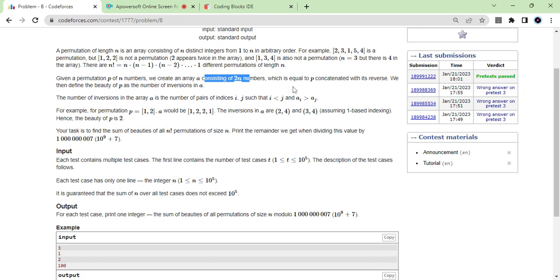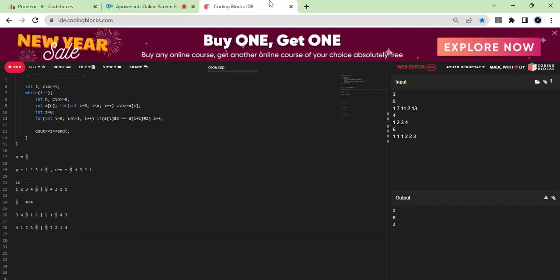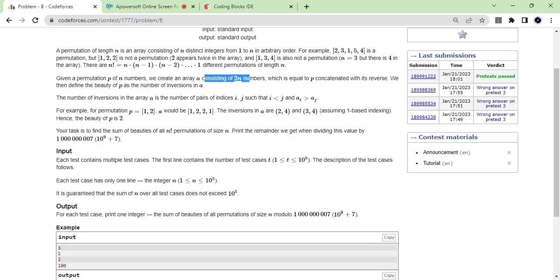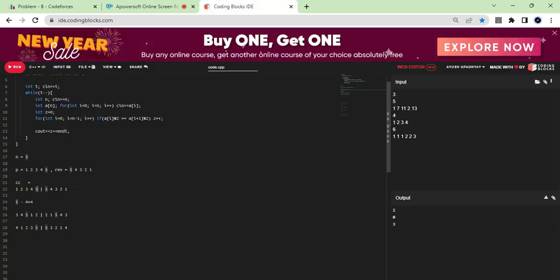Basically you need to see this generated permutation which you just concatenated. You need to calculate the number of inversions present in that. That is the beauty value of this permutation. The number of inversions, you also know, is where the index is increasing but the value is decreasing. For example, 5 comma 4 is an inversion, right? So 5 comma 1 is also an inversion.